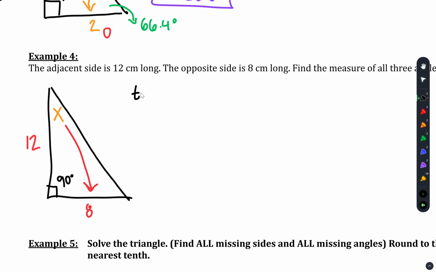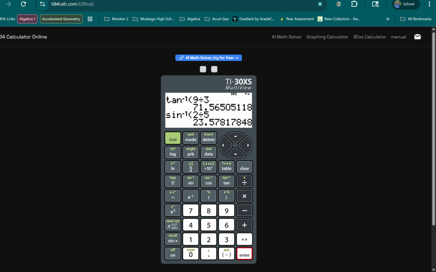Tangent. So I want tangent x equals opposite over adjacent. 8 over 12. If you want, you can simplify that. That's fine. It's not too bad to simplify. Tangent inverse of both sides, which leaves me with x equals tangent inverse of 8 over 12. Everybody got that? Let's go ahead and plug it in. Tangent inverse, 8 over 12. I got 33.7.